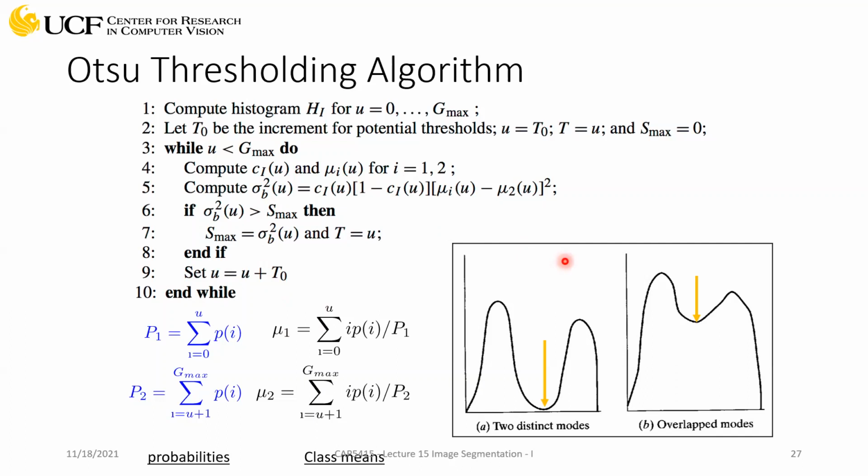Okay, so question from Ahmad: can you explain step 9 again? So step 9 is, okay, so you start from u equals 0, right? Which means you start from the left, and this step is just saying that you keep incrementing towards the right. So you first start with 0, and then t0 equals 1. So it will be 1, then 2, 3, 4, all the way up to 255. Here t0 is just used as an increment variable, and you can set it to 1, you can set it to 2.